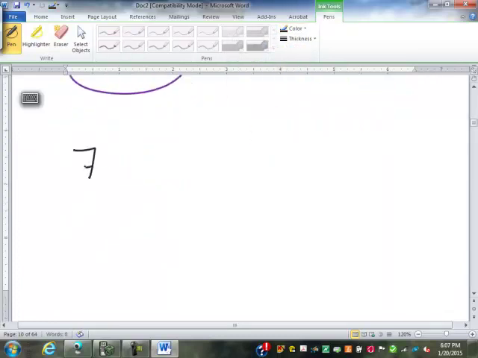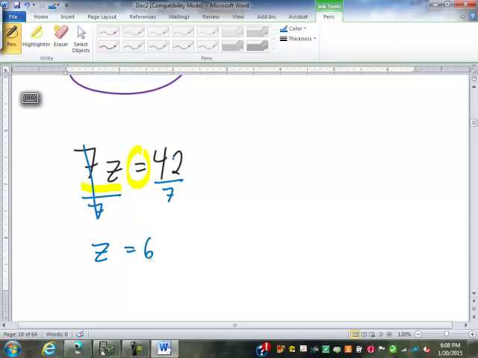So we might have 7z equals 42. How is this one built? Exactly. Here's the equal sign. There's the variable. 7 is keeping z from being by itself. It was multiplied to build it on. So to take it apart, we're going to divide by 7. It's now gone. Leaves us with z. Over here, we divide by 7. 42 divided by 7 is 6.